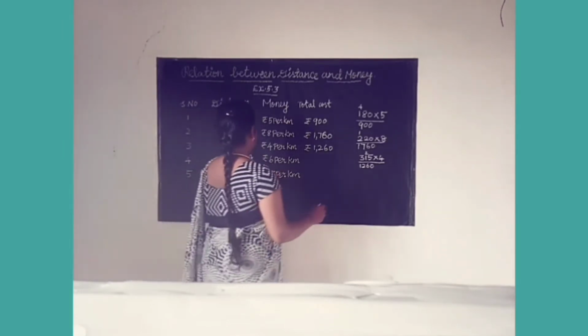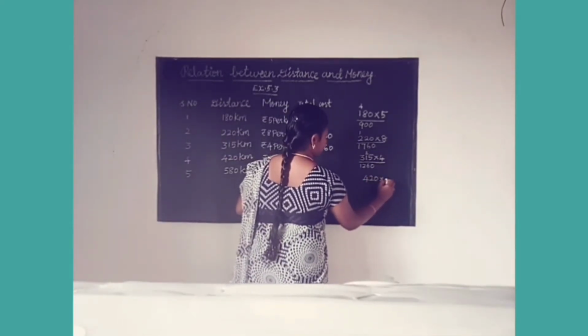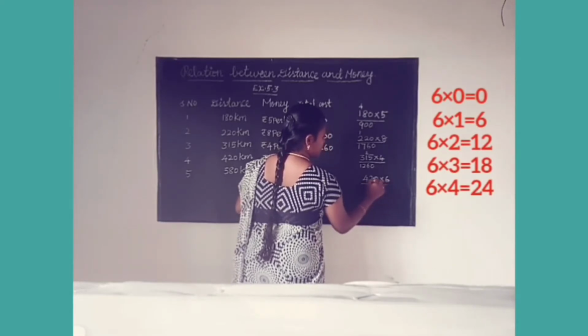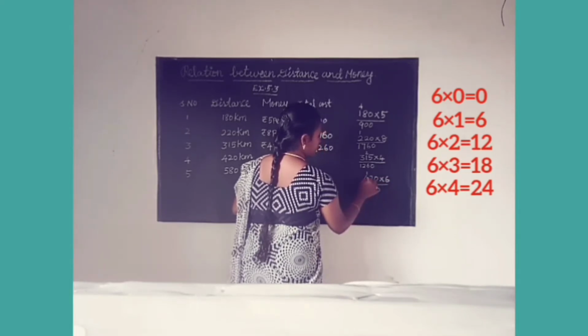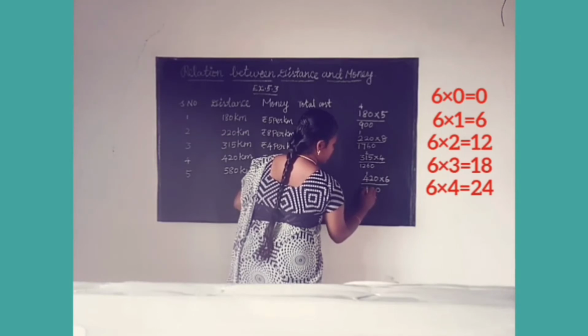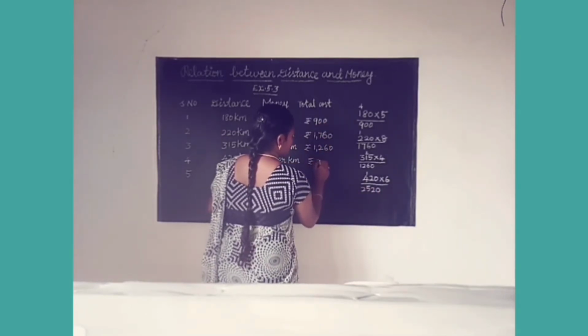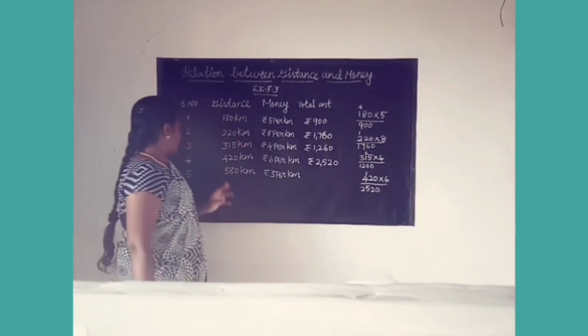Next one, distance value 420 kilometer, money value rupees 6. Now multiply the value 420 into 6. 6 into 0, 0. 6 2s are 12, carry 1. 6 4s are 24, 24 plus 1, 25. So the value is rupees 2520.